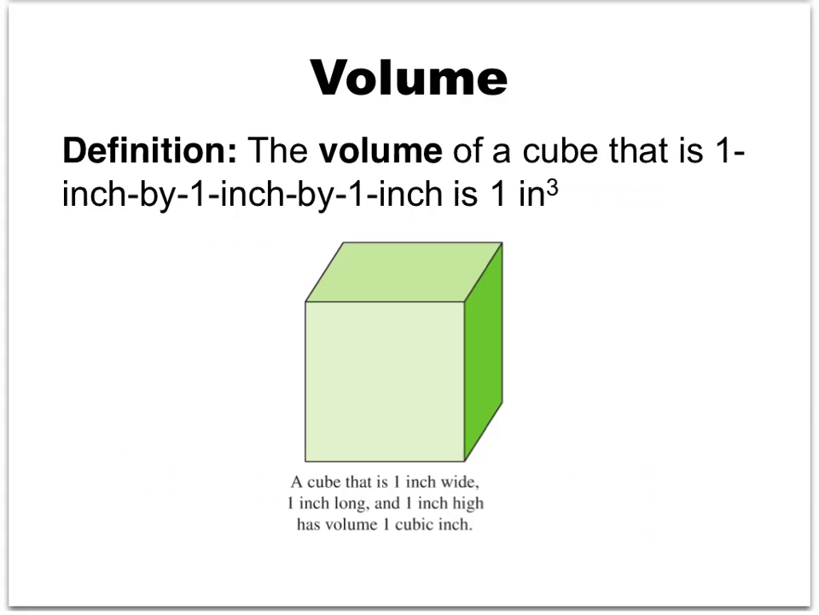Now let's talk about volume, and we're going to use the idea of volume to illustrate our second property of multiplication, namely the associative property. So like with area, we're going to start off by defining the volume of a really simple shape. So the definition: the volume of a cube that is 1 inch by 1 inch by 1 inch is 1 cubic inch. And so here's a cube that's 1 inch by 1 inch by 1 inch. It may not be to scale exactly, but we'll just pretend that all those measurements are 1 inch. So the volume of that cube is 1 cubic inch.